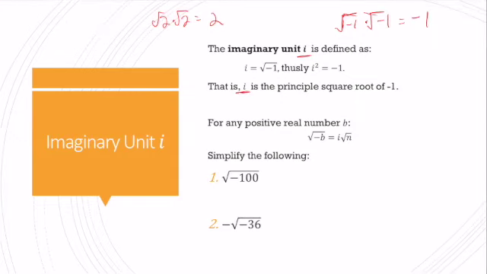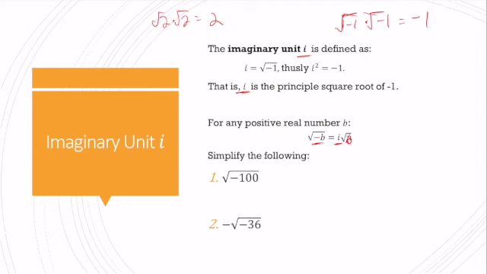So for any real positive number b, if I have the square root of negative b, we always want to pull out the square root of negative 1 first, okay? And multiply that by the square root of b. Why is it important to pull out the negative first?